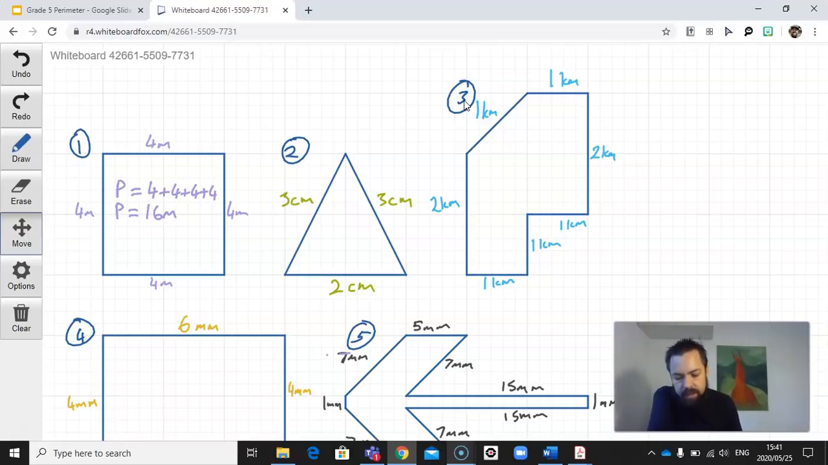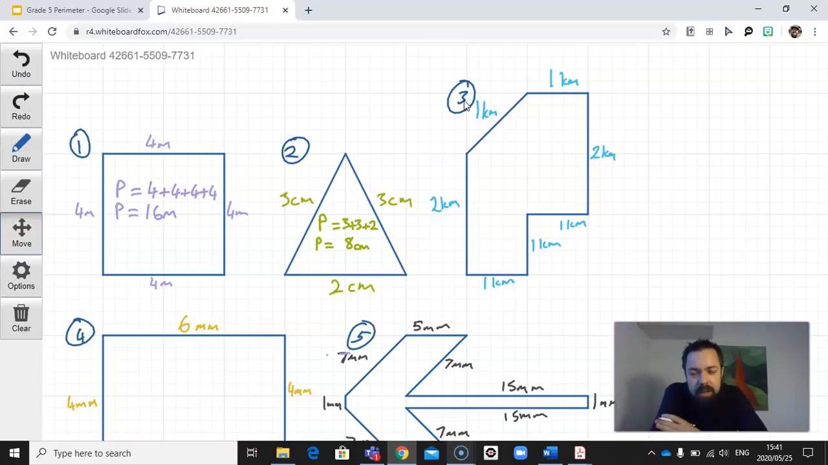So the next one, the triangle, you can see that I have 3 sides. I've done it in green. So P for perimeter equals 3 plus 3 plus 2. These ones are not all the same. P is equal to 3 plus 3 plus 2 is 8. Mental arithmetic, people. And if you put 8, you would be wrong. And if you put 8 centimeters, you would be correct.